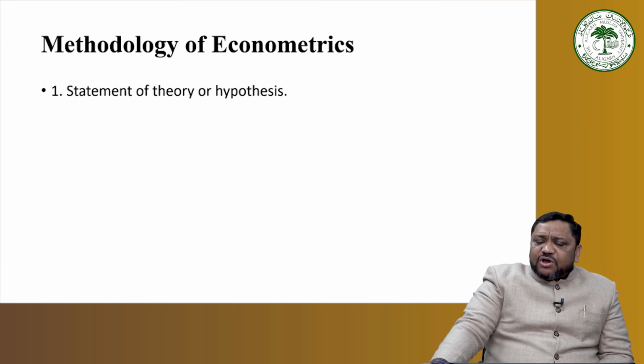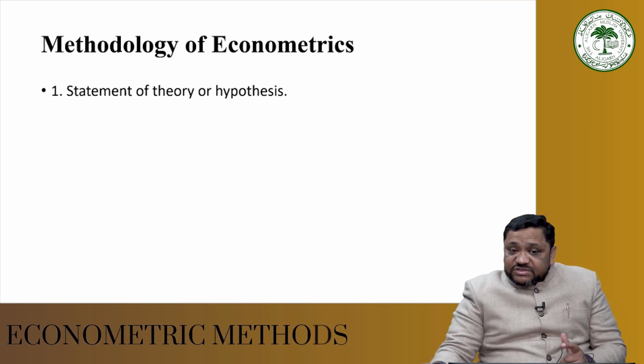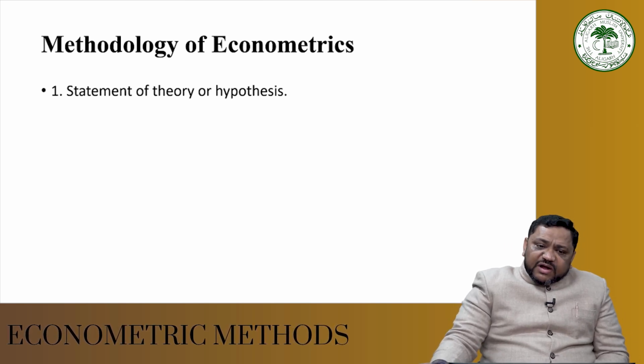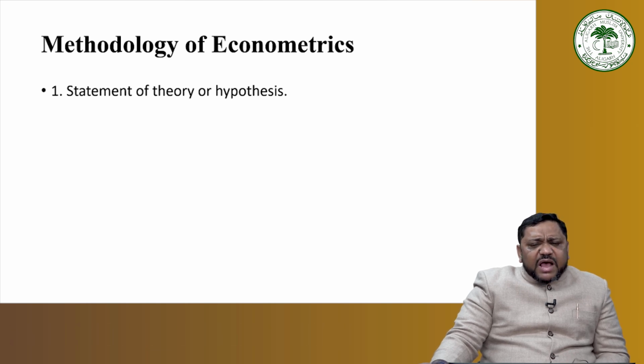The first step in the econometric methodology is the statement of theory or hypothesis. Econometric analysis presupposes the existence of an economic theory specified in mathematical form. The fundamental law states that men are disposed, as a rule and on average, to increase their consumption as their income increases, but not by as much as the increase in their income. As income increases, consumption increases, but not by as much as the increase in income.